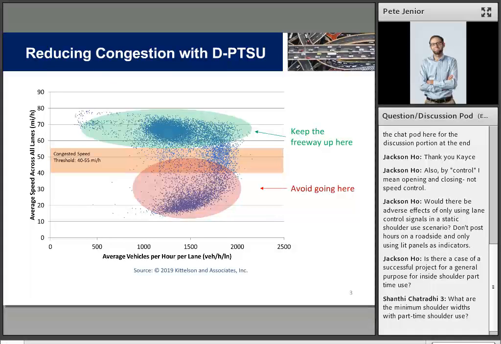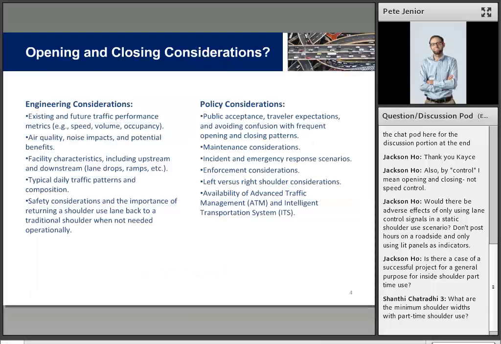At a big picture, we want to keep traffic on the freeway moving. That's the intent behind part-time shoulder use. This is a speed flow curve. When you're up where the green circle is, that represents a free flow condition. When you're down where the red circle is, that's when you've had breakdown in traffic flow. You're in a congested condition. And really before we transition from green to red, that's ideally when a part-time shoulder would be opened to traffic.